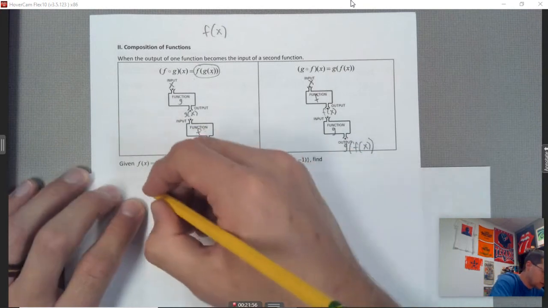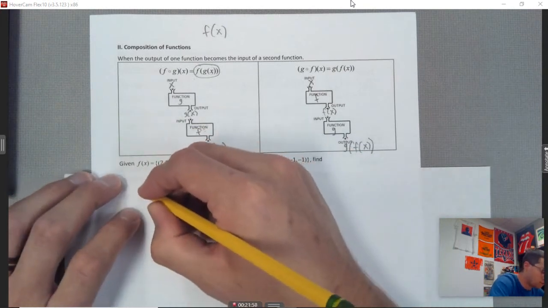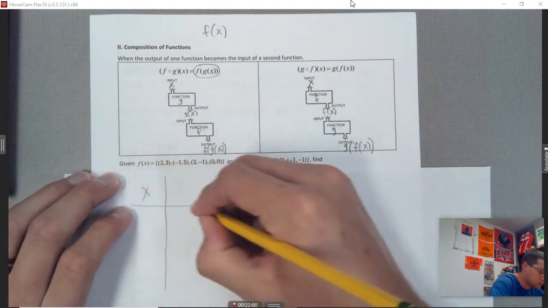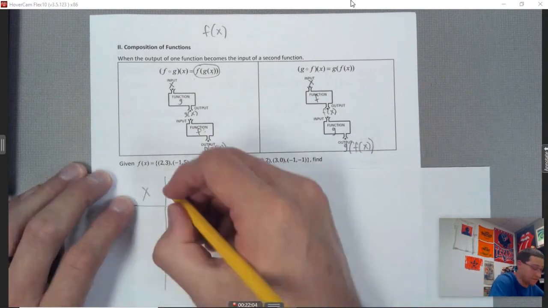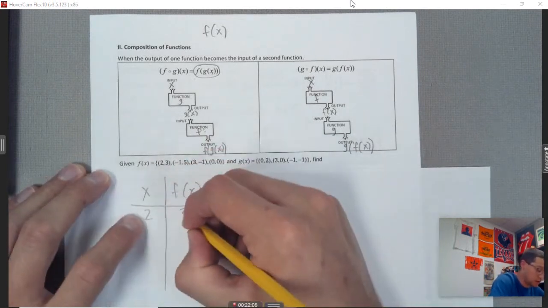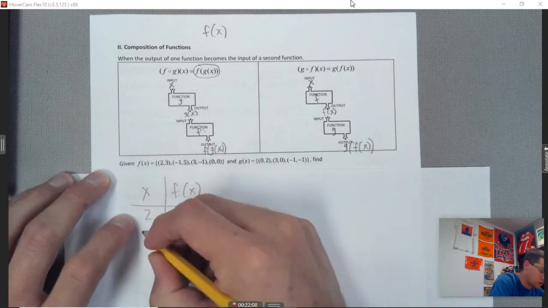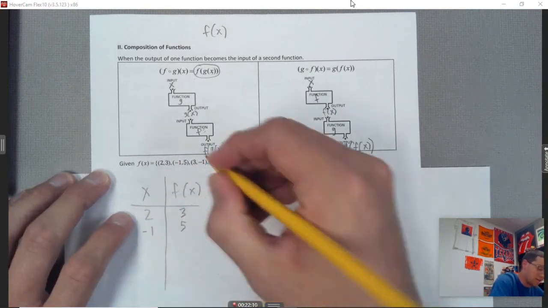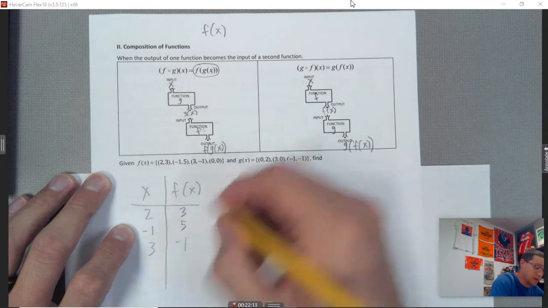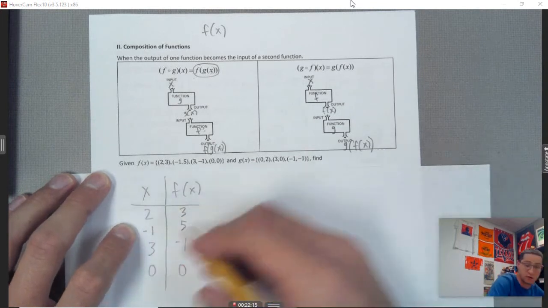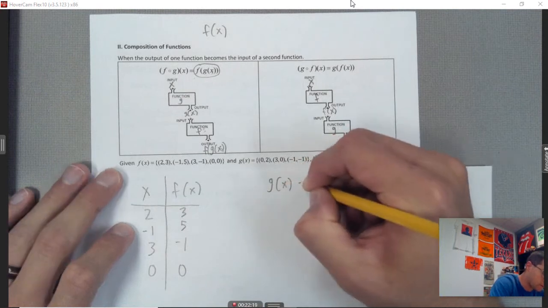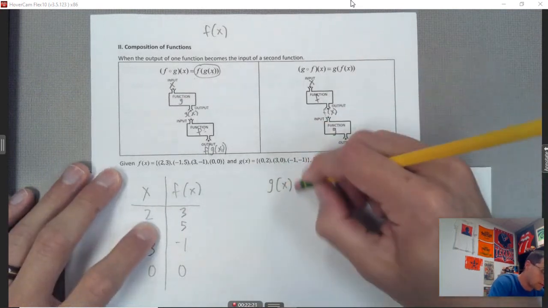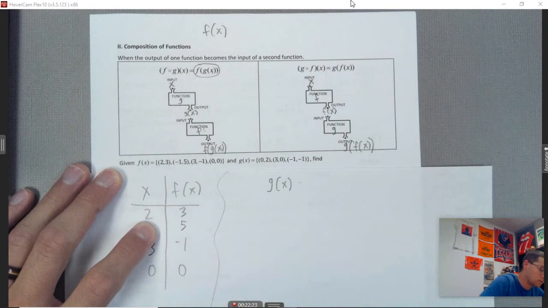So in order to write this in table form, you're inputting an x, you're getting out an f of x. Inputting 2, you're getting out 3. Inputting -1, you're getting out 5. Inputting 3, you're getting out -1. Inputting 0, you're getting out 0. That's your table for f of x. And then g of x, the table for g of x.